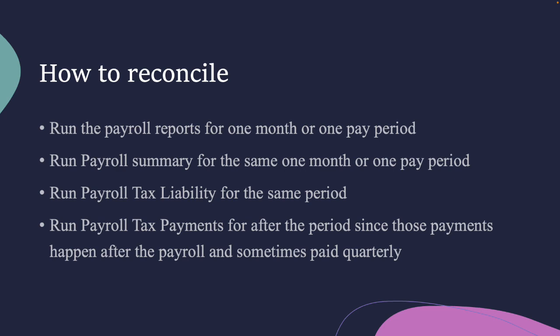Now, when you get to the payroll tax payment, this report is for after, like I was telling you, the period. Those payments are not going to happen until sometime later and sometimes paid quarterly, right? So this is just to verify that those liabilities are being paid. And obviously, you will not be able to verify the last payroll most of the time, because the most recent payroll is still going to be sitting there as a liability, not paid until the following period or month.